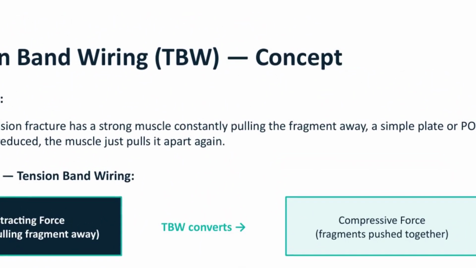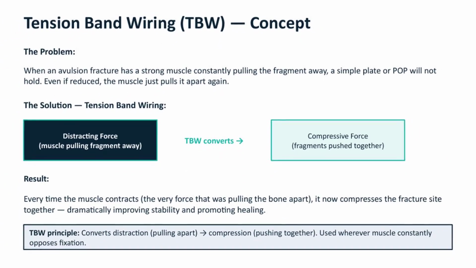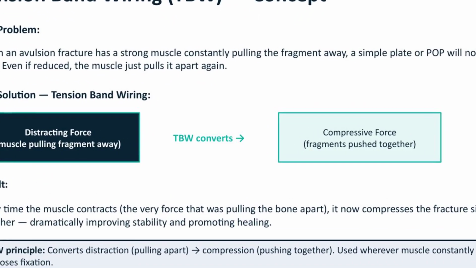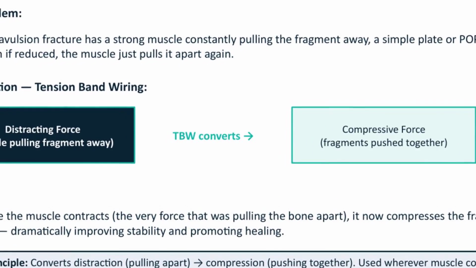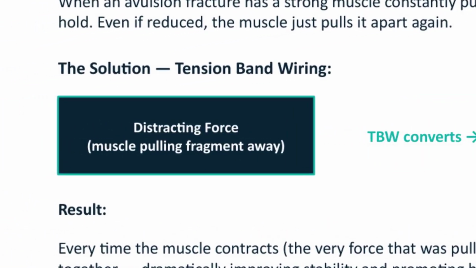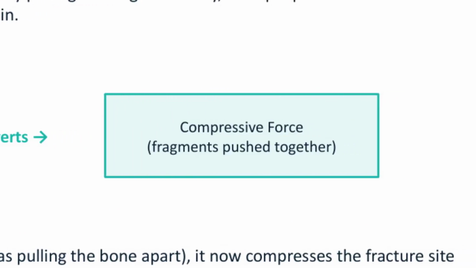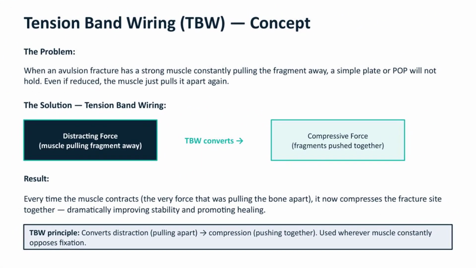When an avulsion fracture involves a strong muscular force constantly pulling the fragment away, a simple plate or plaster cast will not hold. Even if you reduce the fracture, the muscle will just pull it apart again. The solution is tension band wiring, or TBW, a technique that converts the distracting, or pulling apart, force into a compressive, or pushing together, force, dramatically improving stability.